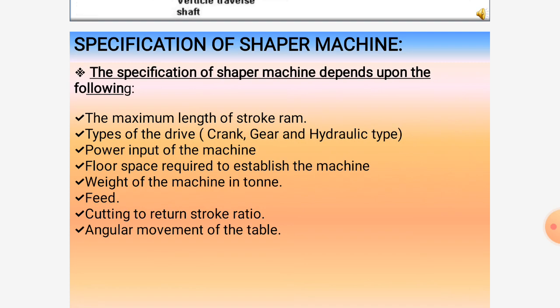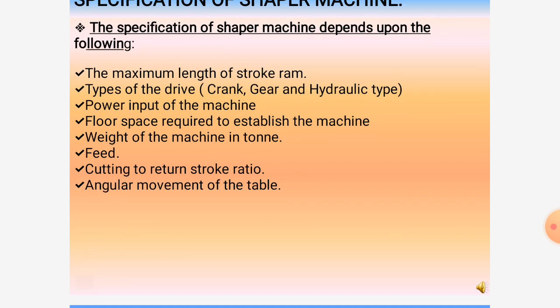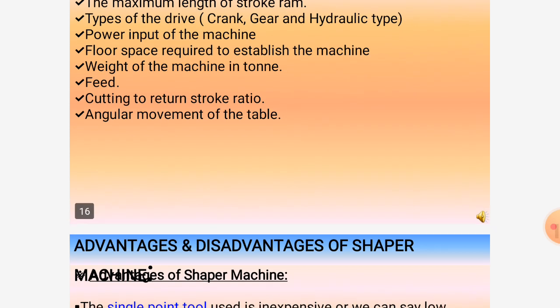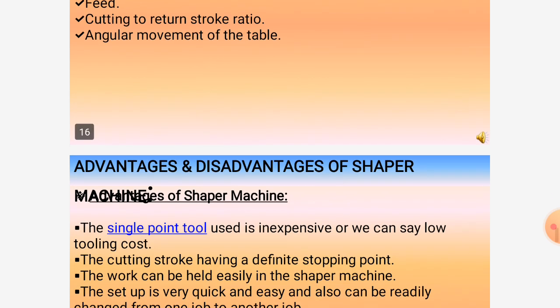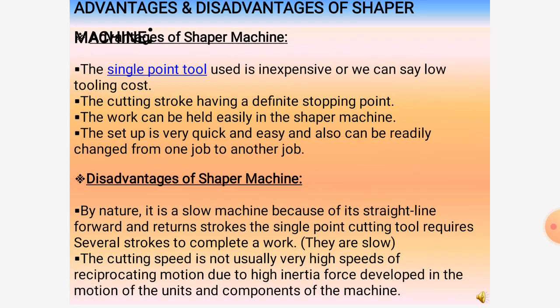The shaper machine specifications are as follows: the maximum length of stroke of the ram, types of the drive (crank, gear, and hydraulic type), power input of the machine, floor space required to establish the machine, weight of the machine in tons, feed, cutting to return stroke ratio, and angular movement of the table. Now advantages and disadvantages of a shaper machine.